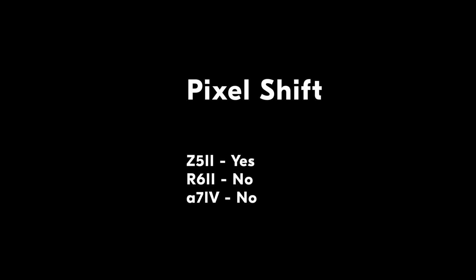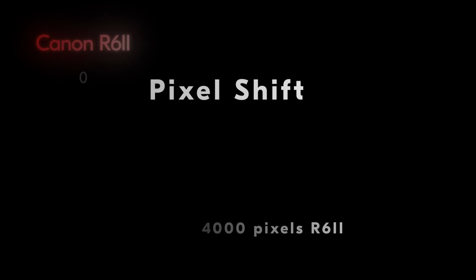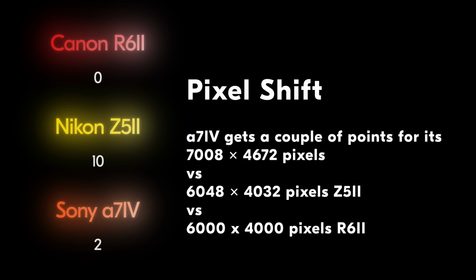Pixel shift. The a7IV and the R6II do not have pixel shift. The Z5II does. What this allows for is your 24 megapixel sensor to go up to 96 megapixels when shooting still subjects on a tripod. So this is amazing for certain use cases. Not only do you get improved resolution, but you also get improvements in color and noise reduction. Pixel shift is a win for the Z5.